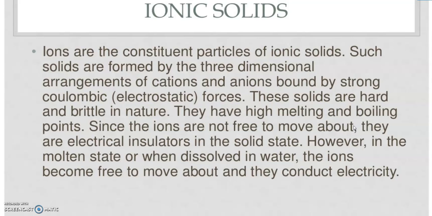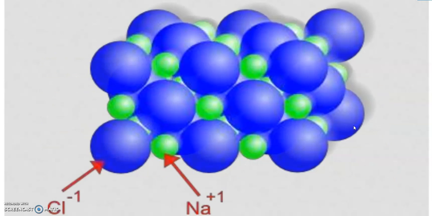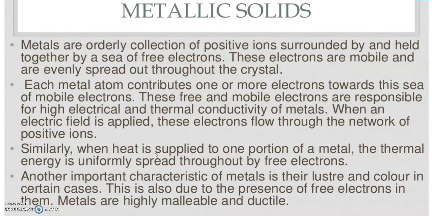However, in the molten state or when dissolved in water, the ions become free to move about and they conduct electricity. For example, NaCl is a non-conductor or insulator in the solid state, but if it is in the liquid or molten state, it will conduct electricity. Such compounds are ionic solids. Here you can see the example NaCl, a cation and anion. There is an attraction force between them, that is electrostatic force of attraction. This is the ionic representation of our NaCl.